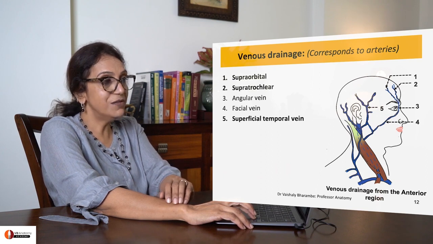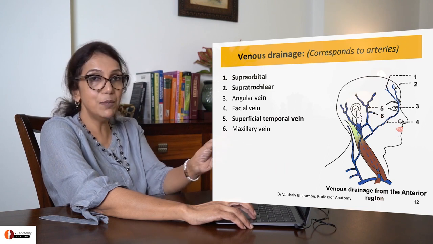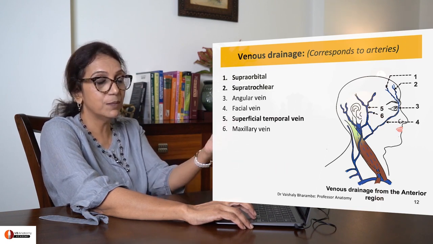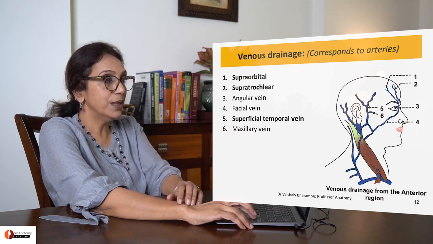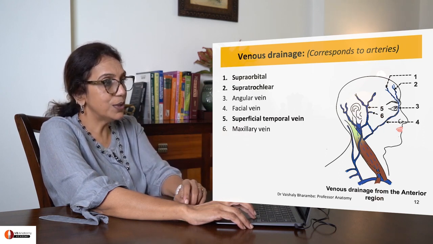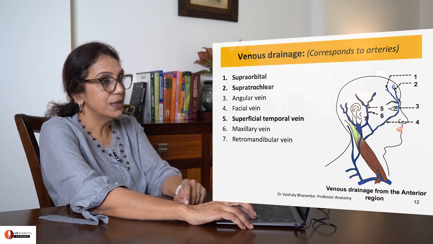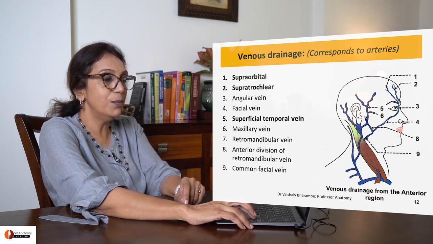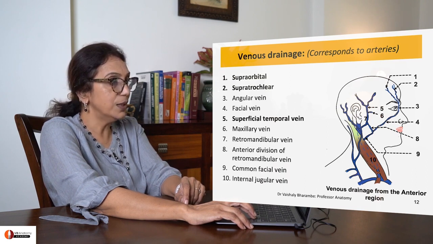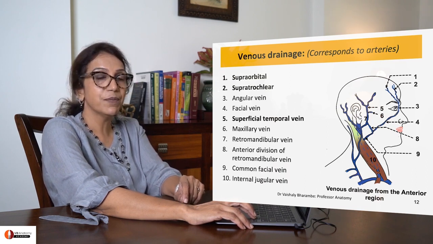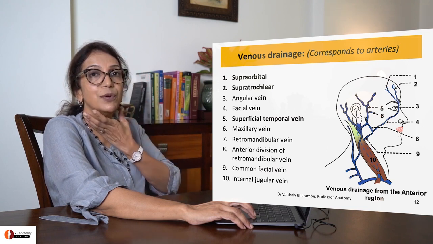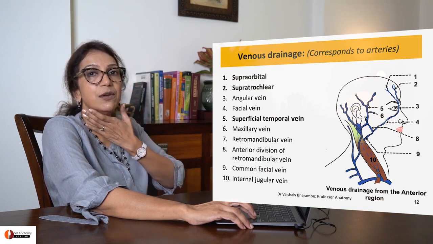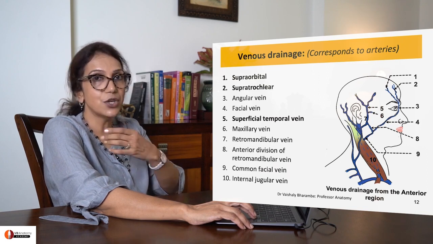Here you are seeing the superficial temporal vein, which meets the maxillary vein. Remember, just keep on following the mnemonics and the animation and the number. Okay, so this superficial temporal and maxillary vein unite to form the retromandibular vein. The anterior division of the retromandibular vein meets the facial vein to form the common facial vein that drains into the internal jugular vein. This is how the anterior part of your scalp drains through the venous network into the face, into your internal jugular vein.